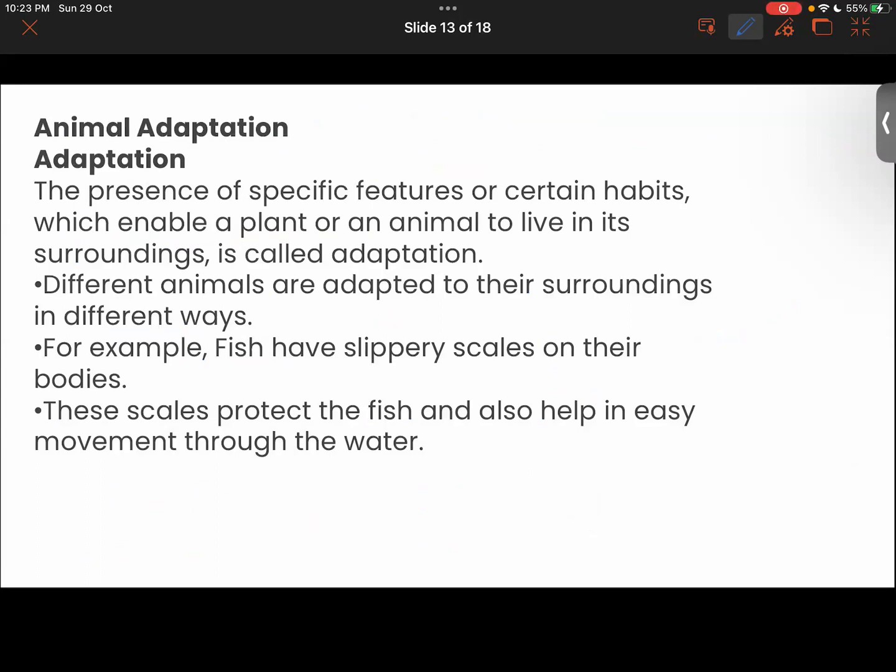Animal adaptation is what? If you were to look at different animals that are living in their habitats, all of them have several features in their body that help them to survive in their habitat.